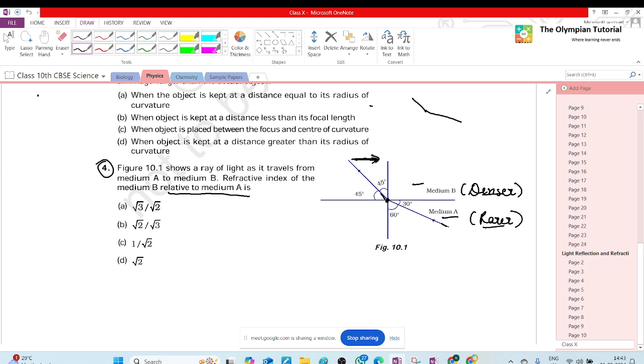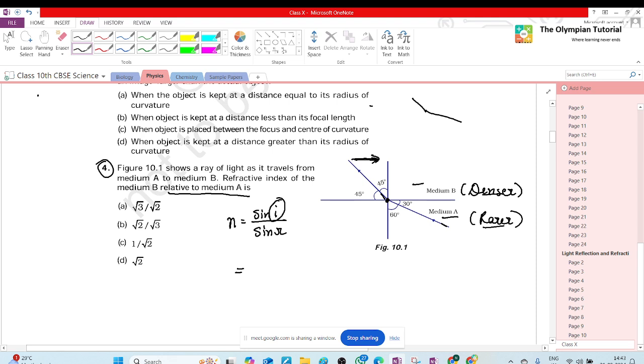Ma'am, v by c. In v by c we don't know v. c we know, it is the speed of light in vacuum. Here we will apply Snell's law, that is n is equal to sin i by sin r. What is the value of sin i here? The value of i? Angle of incidence.